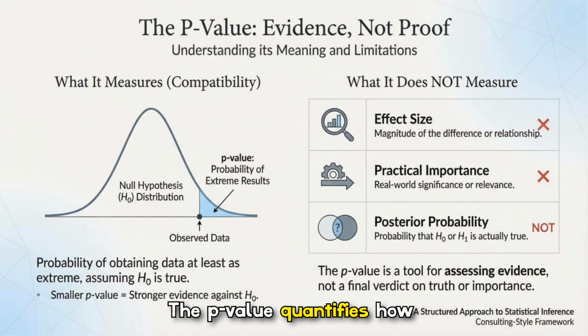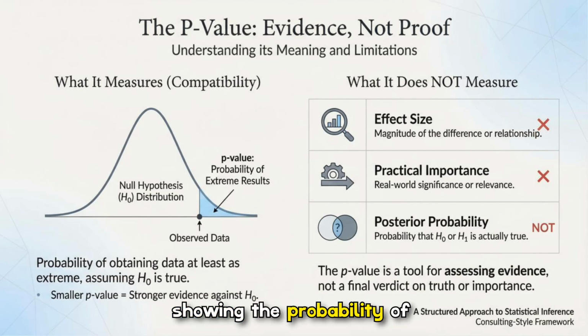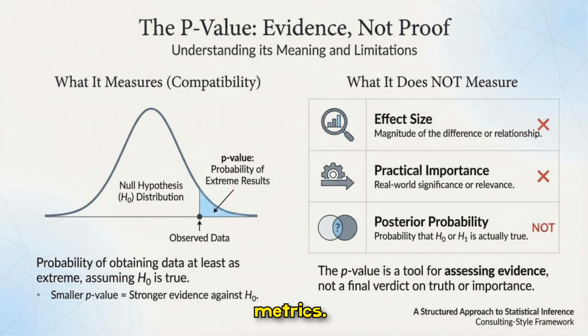The p-value quantifies how compatible the observed data are with the null hypothesis by showing the probability of equally or more extreme results. It's a measure of evidence, not proof, and it does not tell you effect size, practical importance, or the probability that a hypothesis is true, so interpret it in context with other metrics.